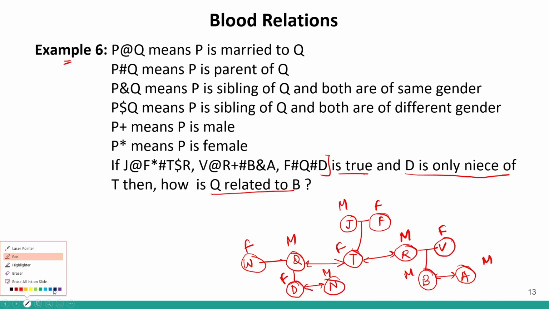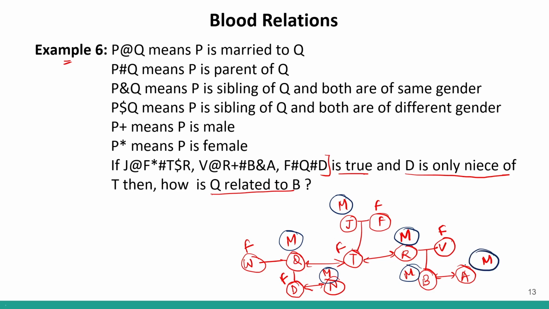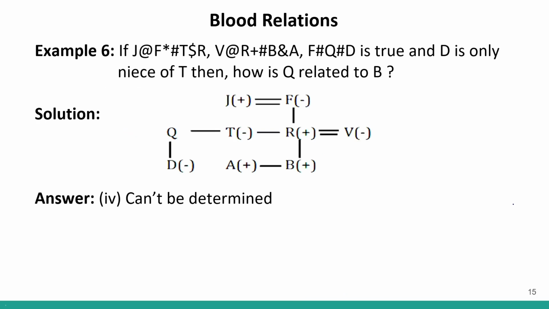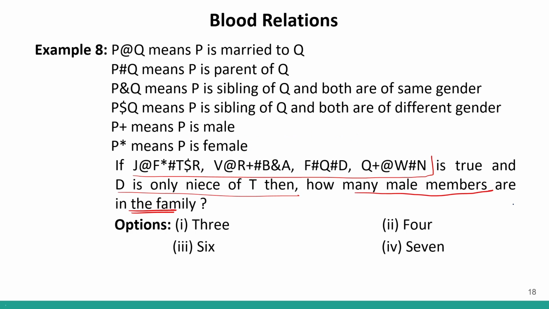So male members, let us count. 1, 2, 3, 4, 5 and 6. So in total there are 6 male members in this particular arrangement. So if I go back to the question, how many male members are there? There are in total 6 male members in this particular family.